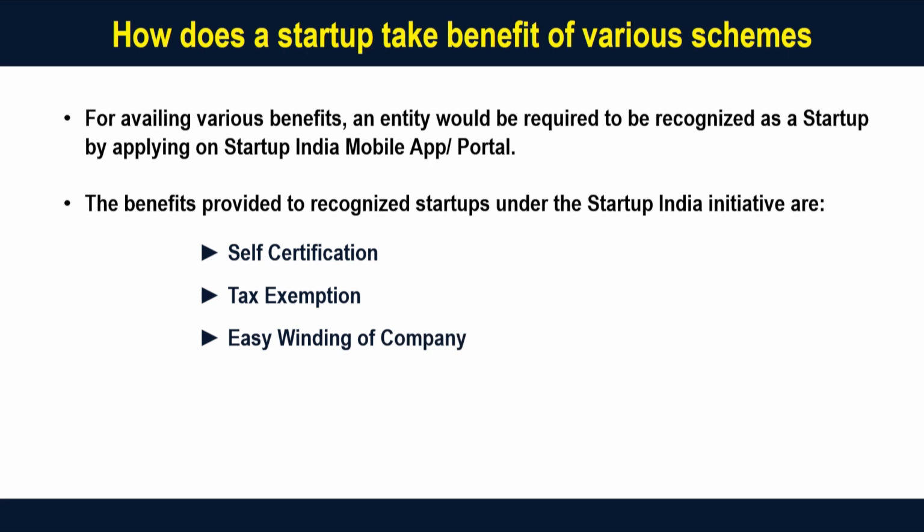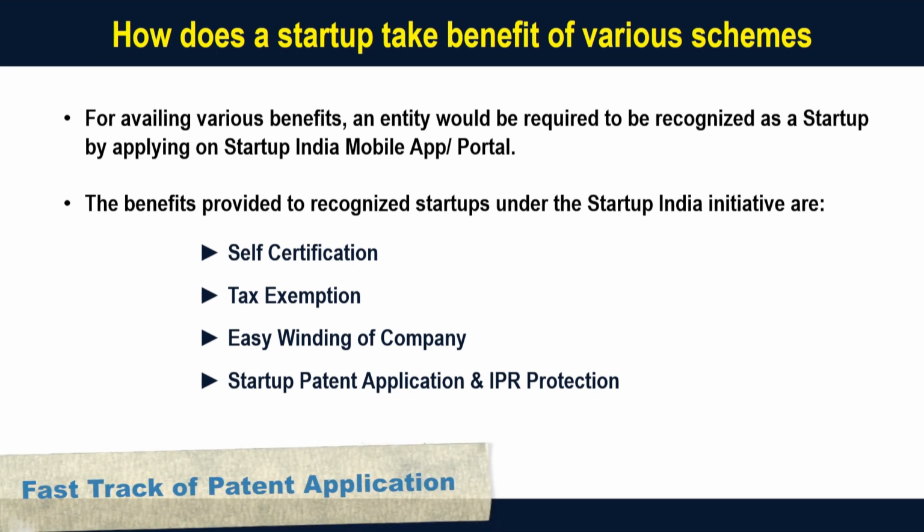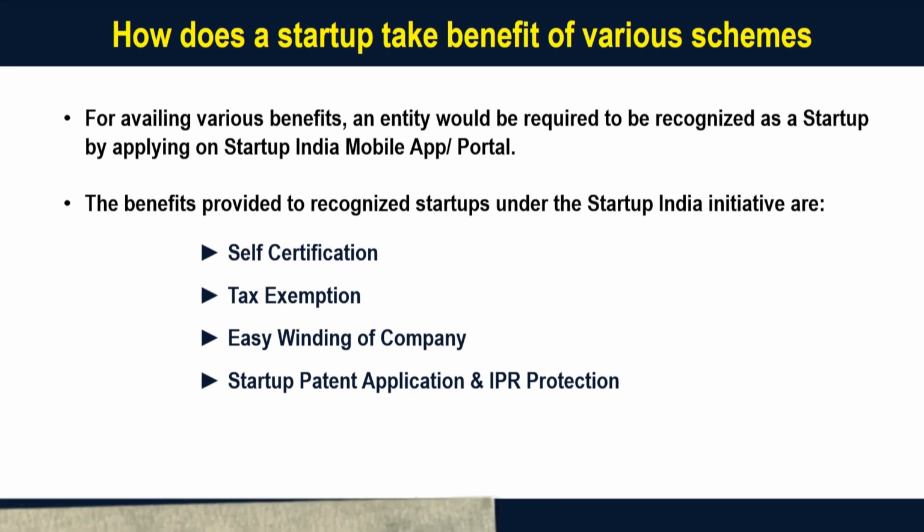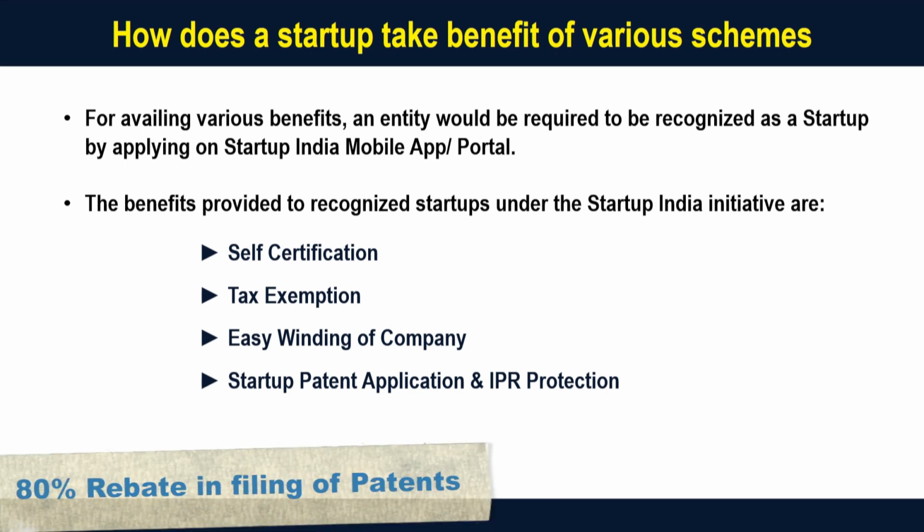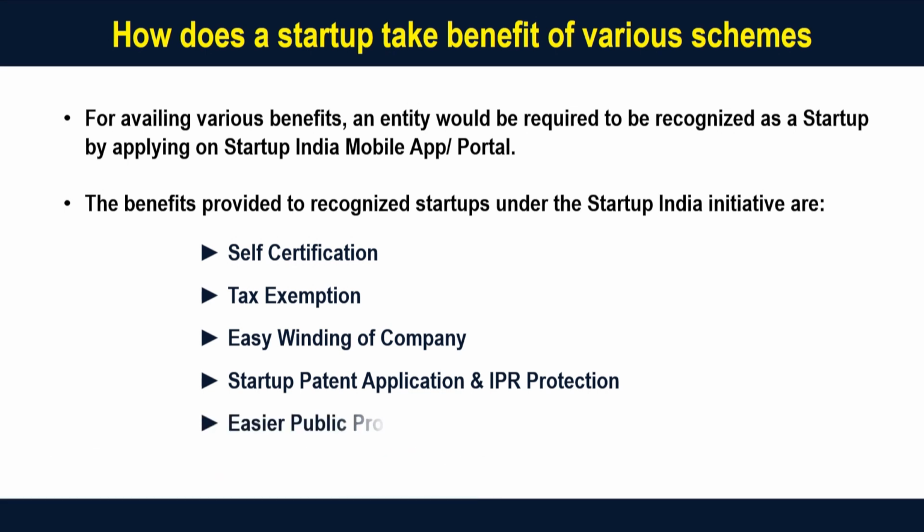The third benefit is easy winding up of the company. In case you want to wind up the company, then within 90 days, that means within 3 months, you can wind up the company under the Insolvency and Bankruptcy Code 2016. The next benefit is startup patent application and IP protection. Under this, you can get fast track of patent application, and you can get up to 80% rebate in filing of the patents.